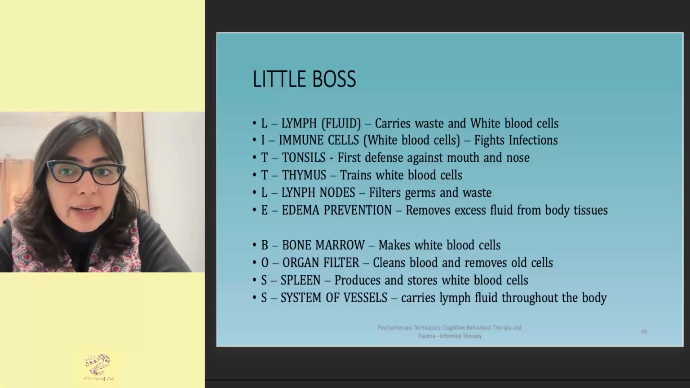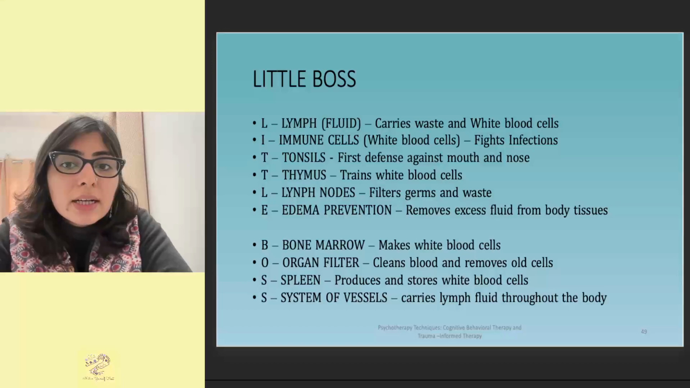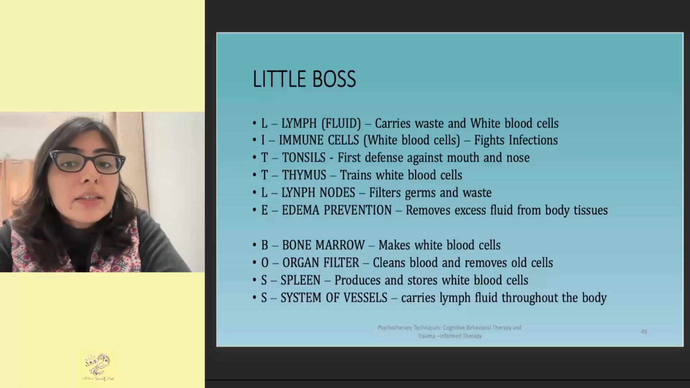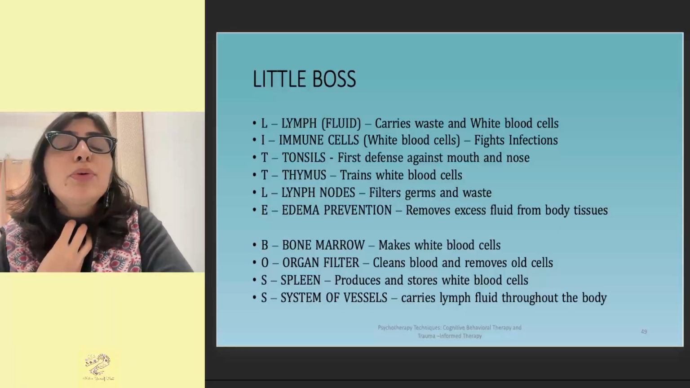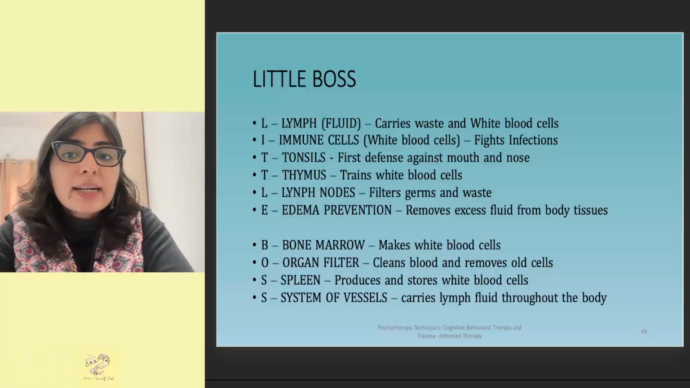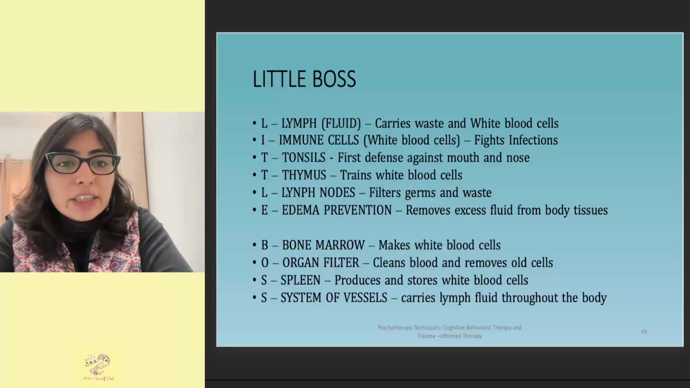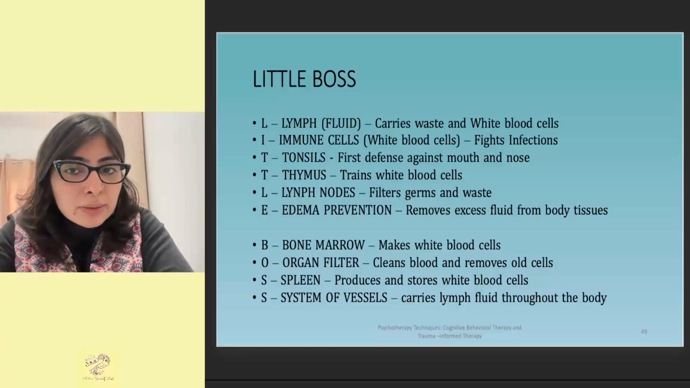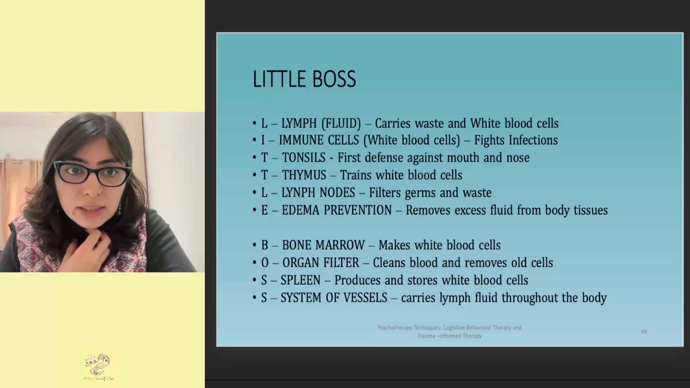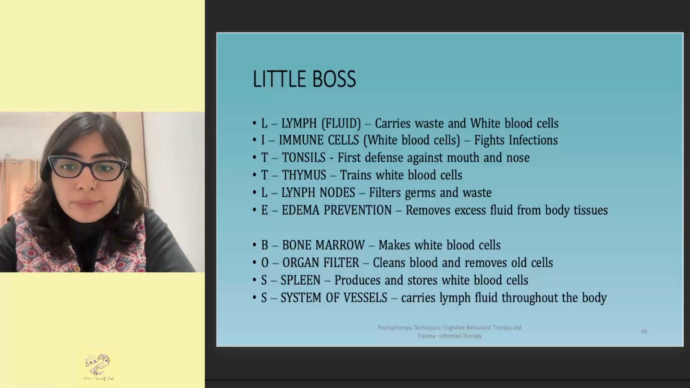It's a fluid that carries waste and white blood cells. What are white blood cells? They are immune cells that help in fighting infection. There is another part in the lymphatic system where a lot of nodes are collected, which is labeled as tonsils. That is the first defense against mouth and nose. So anything, if we are breathing infectious air, or if we are drinking some dirty water, or anything unhygienic we consume eating out, it goes through from mouth and nose, and the lymph nodes in this area will filter it.